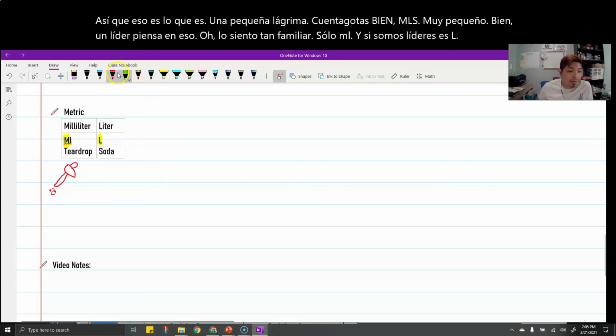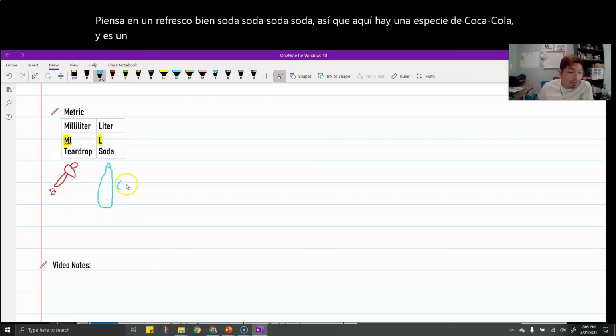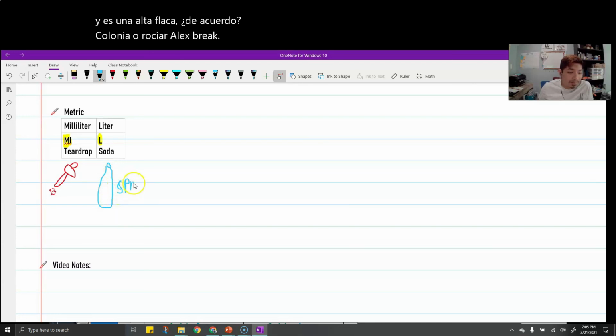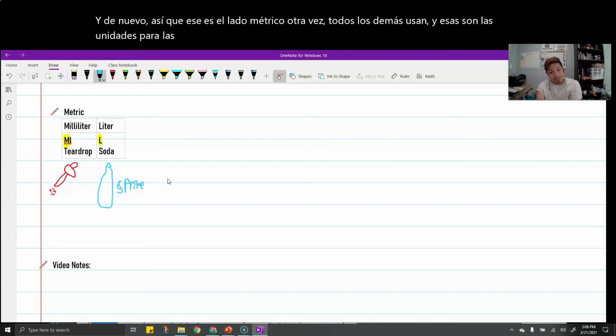A liter, think of a soda, okay? So here's a soda of Coke. And there's a tall, skinny one, okay? Coca-Cola or Sprite. I like Sprite. Okay, think of Sprite. And again, that's the metric side. Everybody else uses that. And those are the units that we use for the customary and metric, okay?